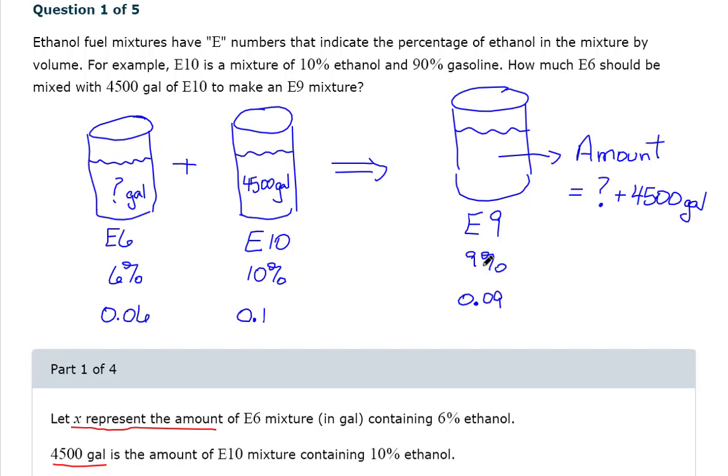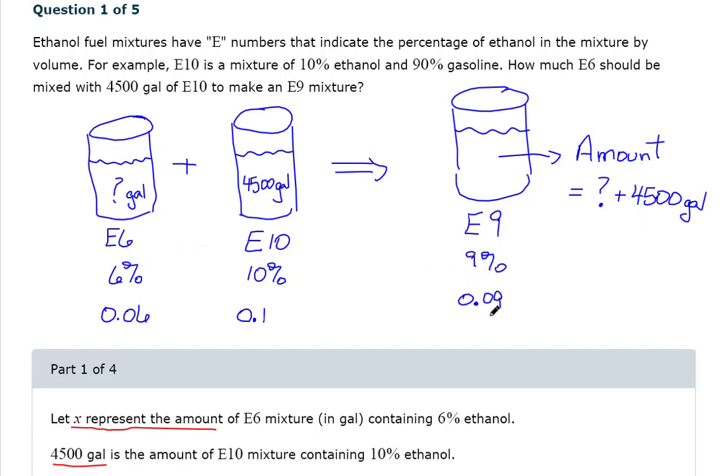The second important thing, I have a certain amount of each one. In the first case, I don't know how much. That's what we're trying to figure out. I'm adding it to 4,500 gallons of my 10%. And I'm going to get a new amount. Well, if I'm mixing two things together and I don't spill anything, then the amount in the new part is just the sum of my first two. And that's really as hard as this problem is.